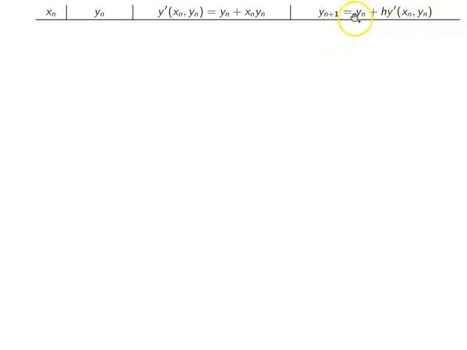And so I have my formula. I'm going to use my current output, yn. I'm going to use my step size, which in this case is 0.1. And I'm going to find the value that I found here for y prime at my current x and y. Okay, so this is all the setup I need in order to just find my next value, right?